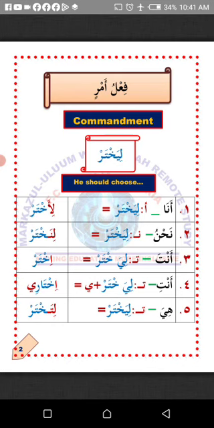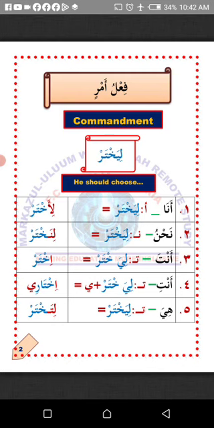Wahid, number one. Ana, I. So how do we change the verb liyakhtar to suit ana? All you need to do is to detach ya'un and attach alifun. So the verb liyakhtar will now become liakhtar, which means I should choose.